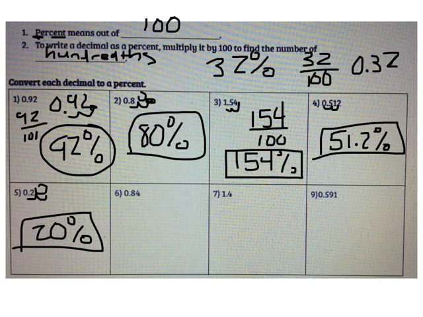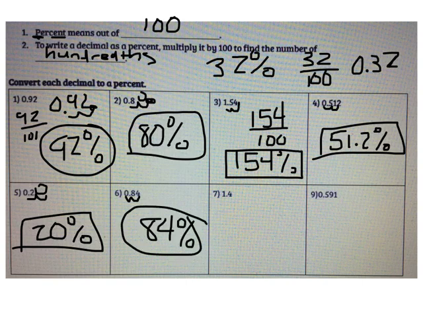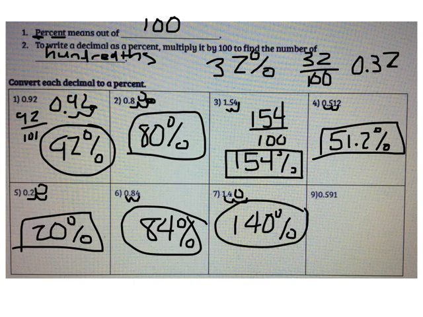Write 84 hundredths as a percent. I can move the decimal once, twice. The answer is 84%, or 84 hundredths. Try number 7. Move the decimal once, twice. The answer is 140%. Now try number 8. I can move the decimal once, twice. The answer is 59 and 1/10%.